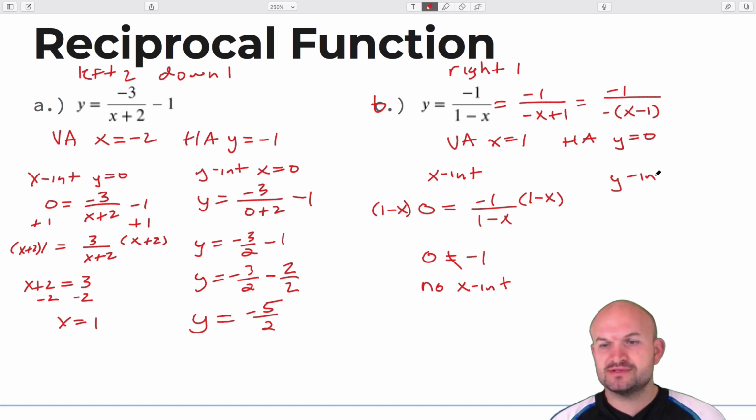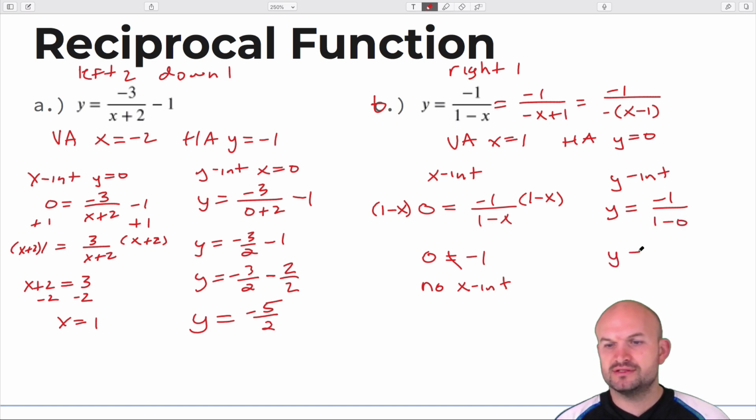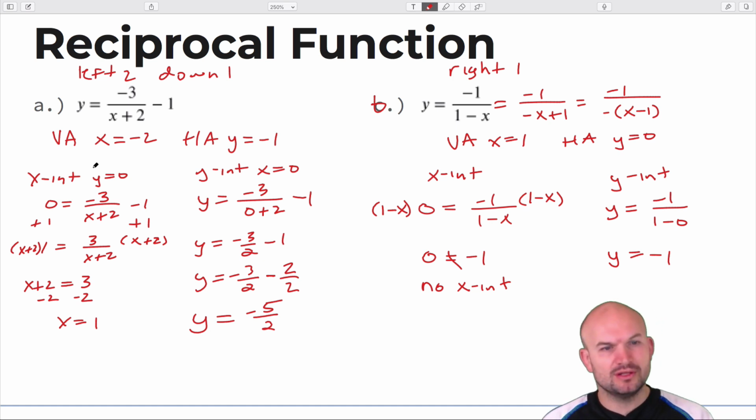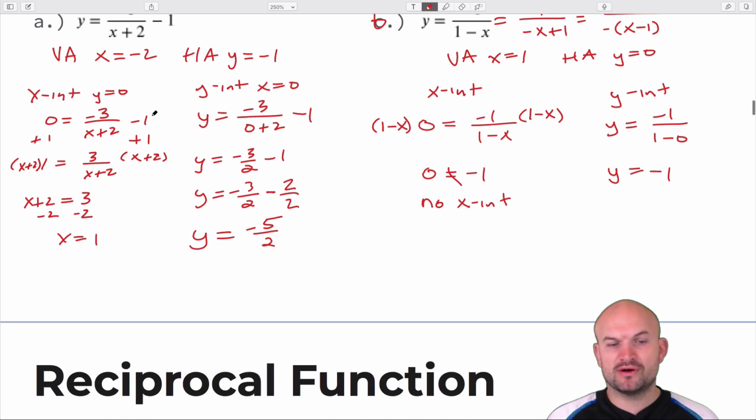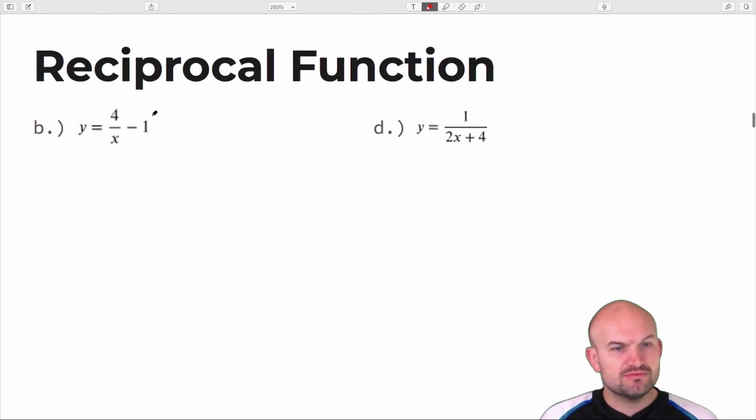For the y-intercept, I'm just going to plug 0 in for x. And simple math here, -1 divided by 1 is just going to be -1. And there you go. Vertical asymptote, x-intercept, y-intercept. Okay, so you can see when we have both those transformations, obviously this adds a little bit more complexity to the problem. So just a couple more.